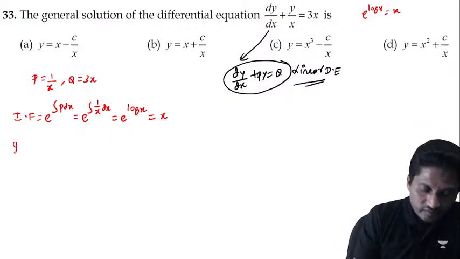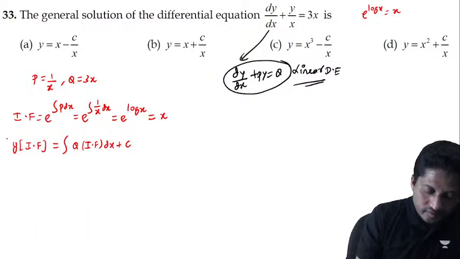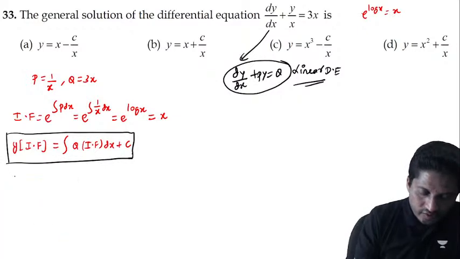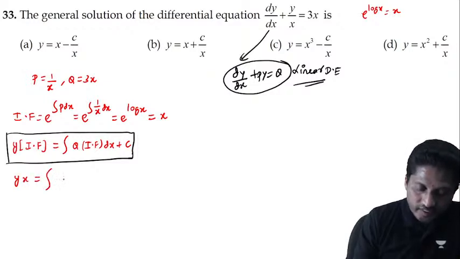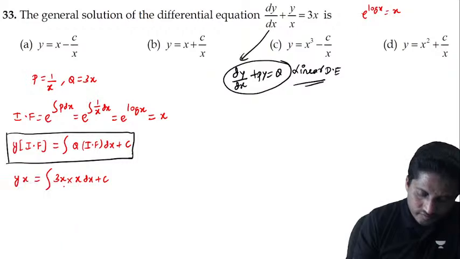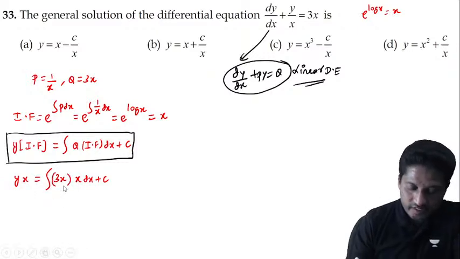Alright, now the solution is y into integrating factor is equal to integral q into integrating factor dx plus c. This is dy by dx plus py is equal to q. So y into integrating factor is x. This is integral q into integrating factor, q is 3x into x, and then dx plus c. I'll write 3x into x dx plus c.